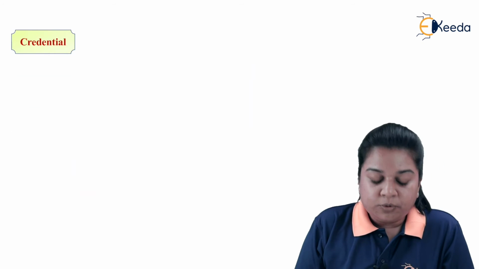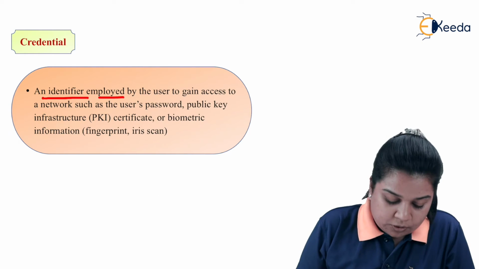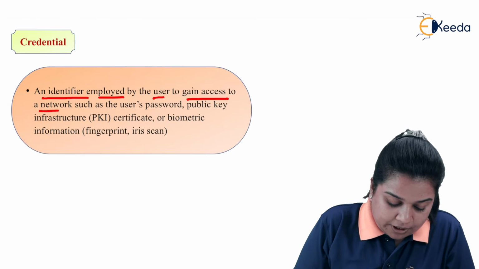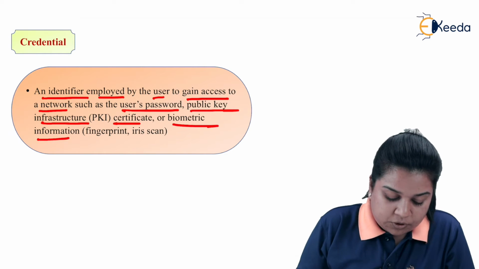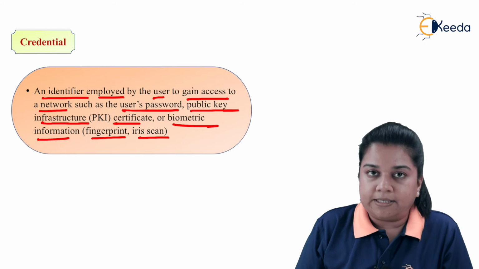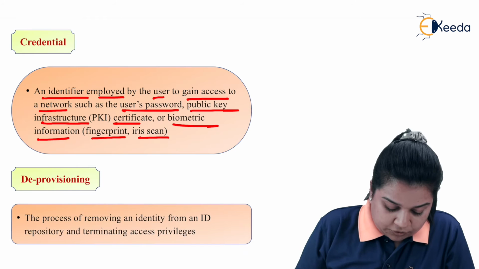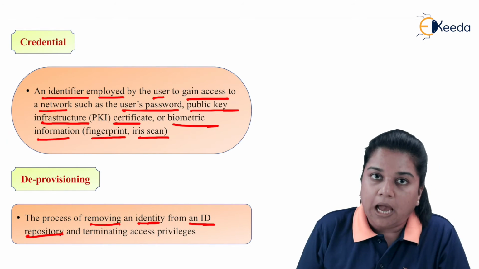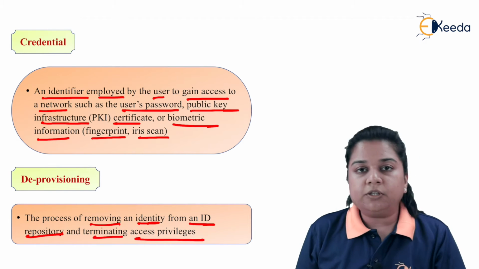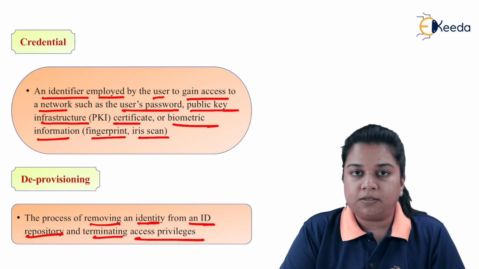Then another attribute is the credentials. Here, an identifier employed by the user to gain access to a network, such as the user's password, public key infrastructure certificate, or biometric information such as fingerprint, iris scan, etc. Then another attribute is deprovisioning. Here, the process of removing an identity from an ID repository and terminating access privileges is known as deprovisioning, which is also provided in identity as a service.